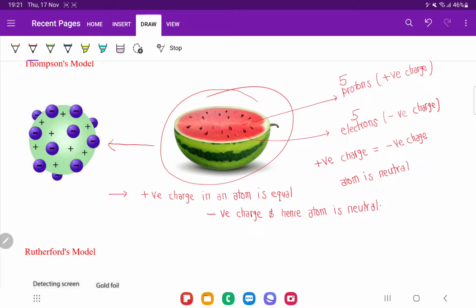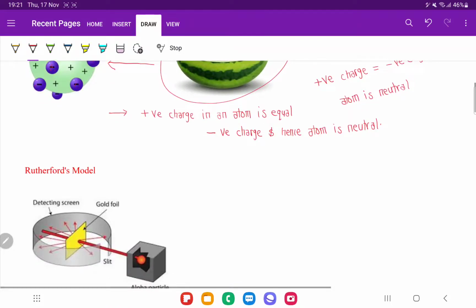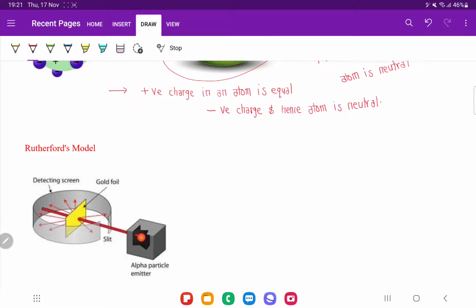But how are the electrons arranged in the atom? He said that electrons are like seeds in the watermelon, but how the electrons are arranged in the atom was not actually explained properly by Thompson. Then Rutherford gave his model. Rutherford just wanted to know how electrons are arranged in the atom.